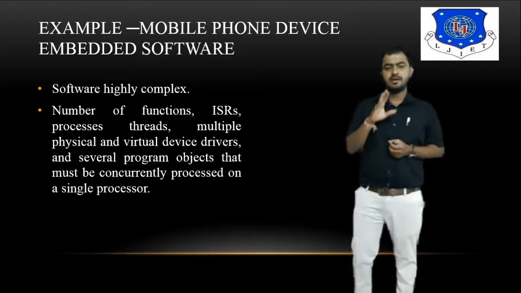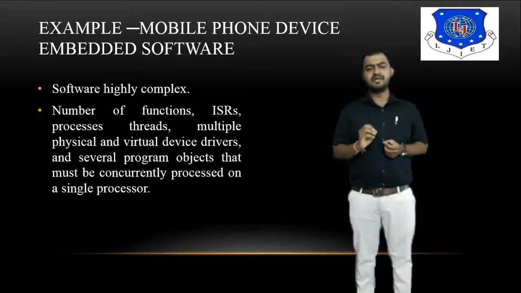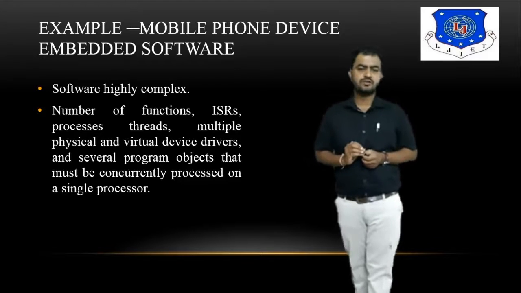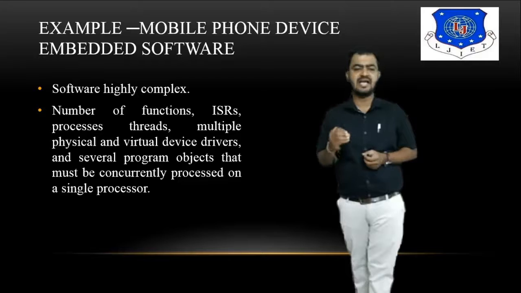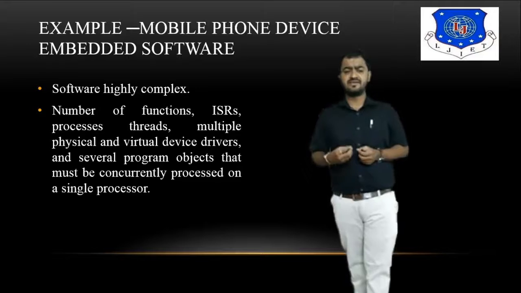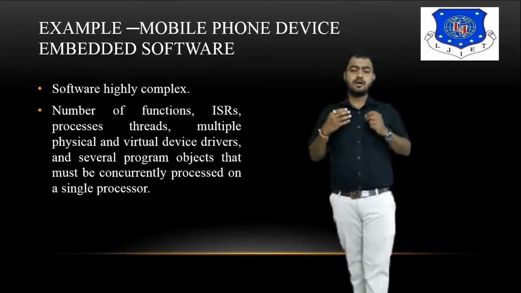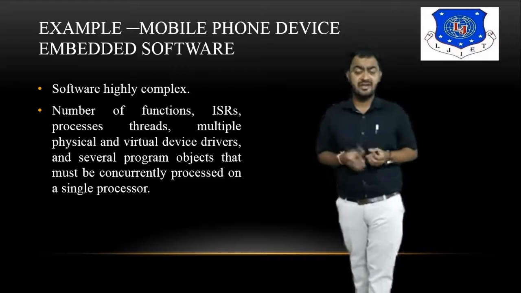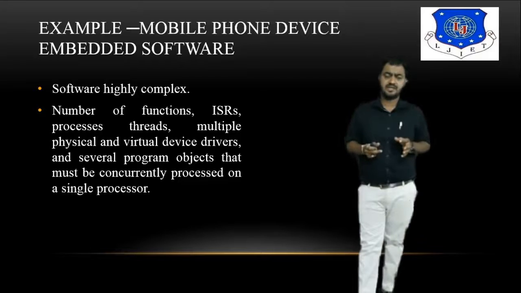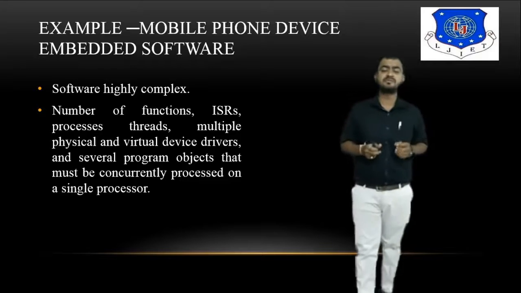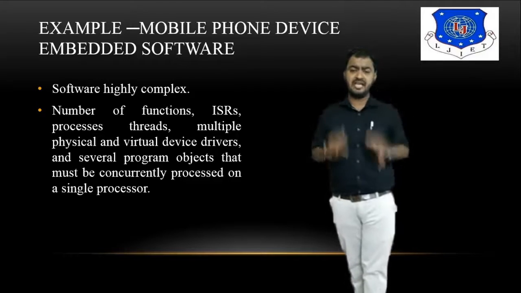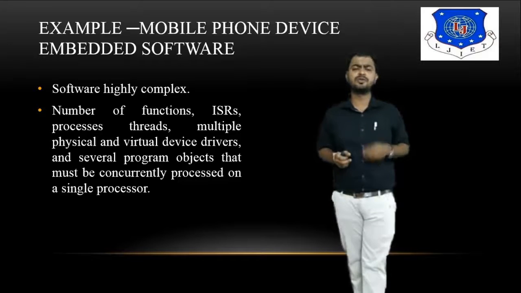We are taking the example of one of the most popular gadgets nowadays: the mobile phone. Its software is highly complex, with a number of functions, ISRs, processes, threads, multiple physical and virtual devices, drivers and several program objects that must be concurrently processed on a single processor. Definitely, a smartphone right now comes with a number of features, processes, technologies and applications. So one single processor can execute a number of tasks.